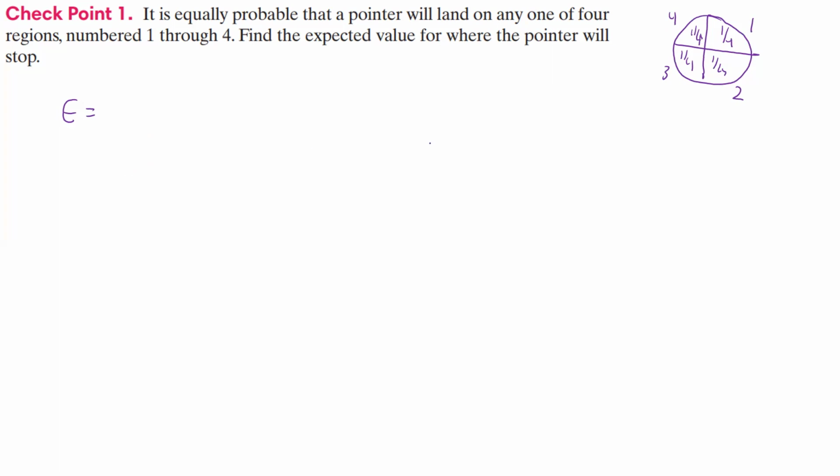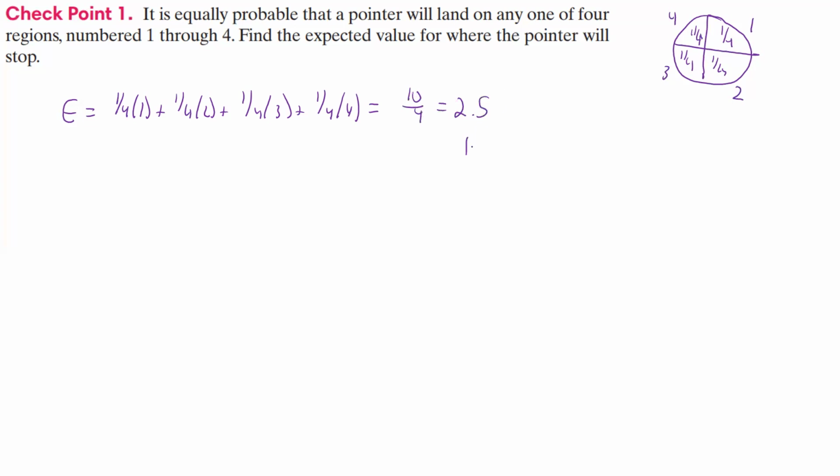And so what we do is we take the probability times what number it is. So we're going to take 1/4 times 1 plus 1/4 times 2 plus 1/4 times 3 plus 1/4 times 4, and that will give us the expected value. Now, if we think about that, that's equal to 1/4, that's 2/4, that's 3/4, that's 4/4. So 4 plus 3 is 7, plus 2 is 9, plus 1 is 10. And so this is equal to 10/4, or if we write it as a decimal, 2.5.